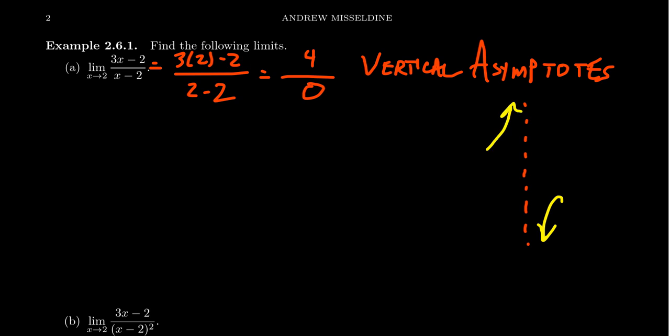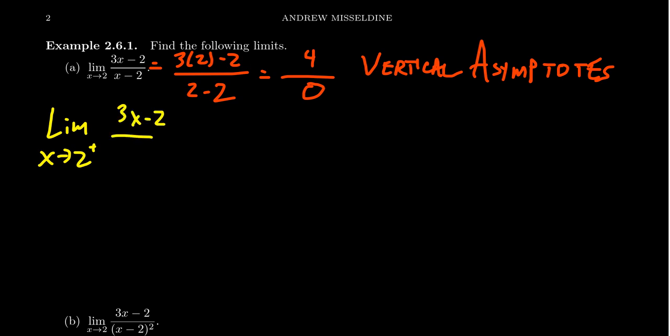We have to investigate this thing a little bit more, okay? Because there are these different possibilities. So if we consider the limit as x approaches 2 from the right of 3x minus 2 over x minus 2, what we're going to do here, I'm going to suggest a strategy to you that is not exactly in common use, but works super well.